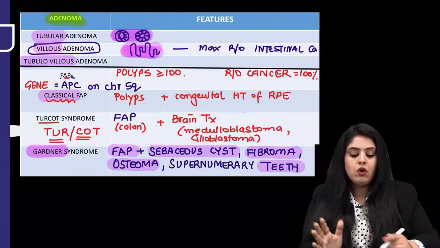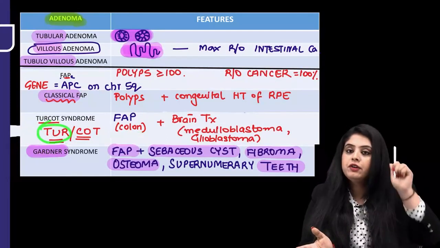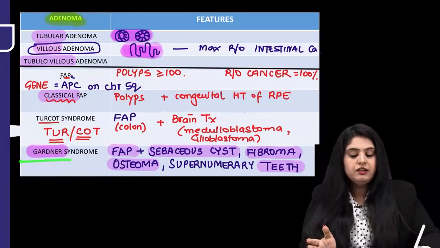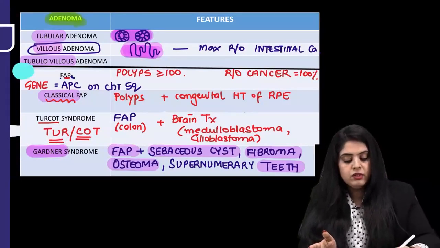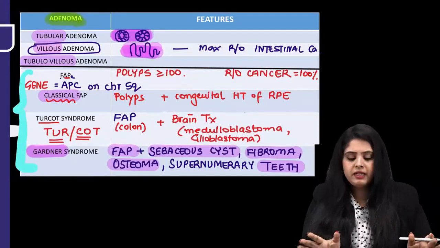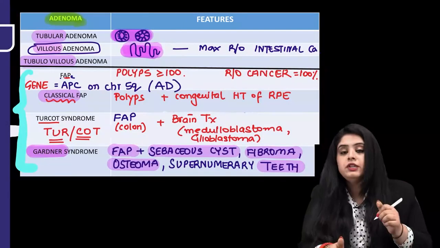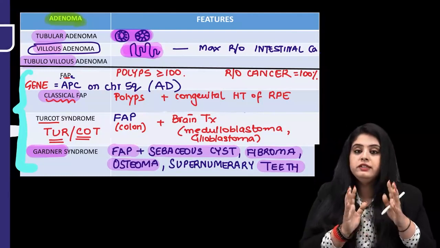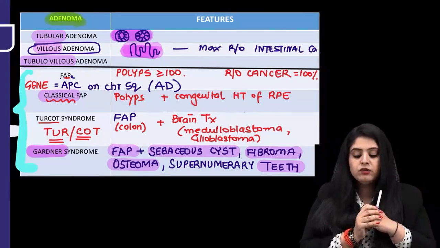Turcot has "ter" and "cot." Cot will be something to do with colon, which is FAP itself, and ter for turban, brain tumors. Gardner, you're going to do gardening of the skin. All in all, whether you talk about just FAP, or classical FAP, or Turcot FAP, or Gardner FAP, or any type of FAP, I hope you all remember this had an autosomal dominant inheritance. Everything to do with FAP, go back to your genetics chapter, all of them are autosomal dominant.